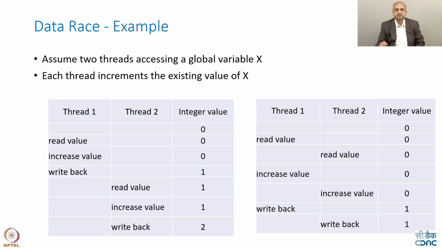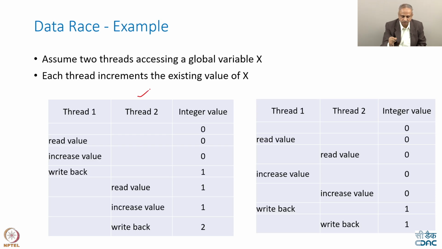So, let us take an example. Now, we have two threads and both these threads are accessing a global variable called x. What the threads are doing is they are reading the variable and incrementing the variable. Now, let us look at two situations.